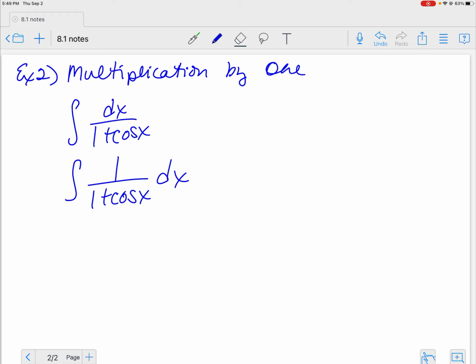If that's not going to work, then we get creative with our algebra. So with our algebra now, I'm going to take this and I'm going to multiply by a 1 minus cosine x over a 1 minus cosine x. As long as you multiply the top and the bottom by the same thing, it's legit. All right? So that's totally legit.